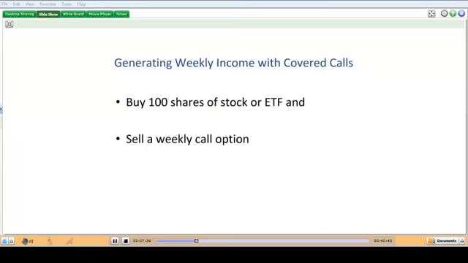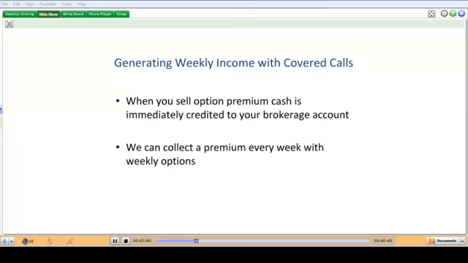So just some basics with selling option premium. When you sell option premium, cash is immediately credited to your brokerage account. And with these weekly calls, we get to sell this option premium every week.